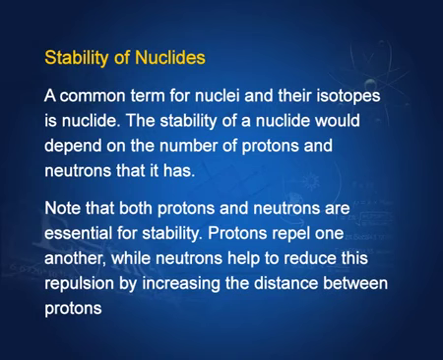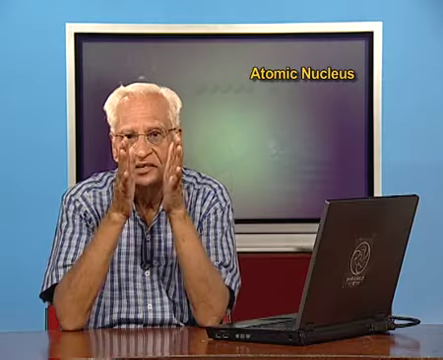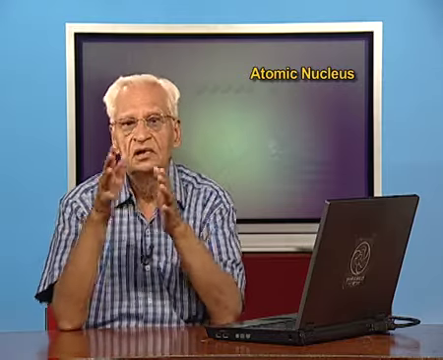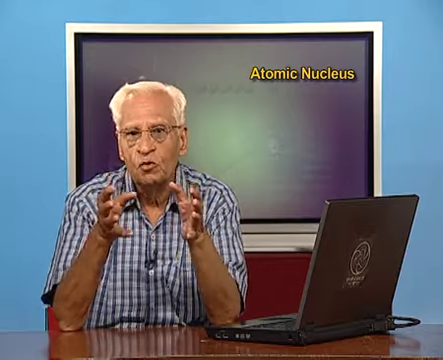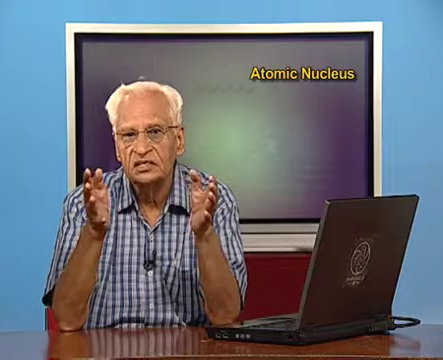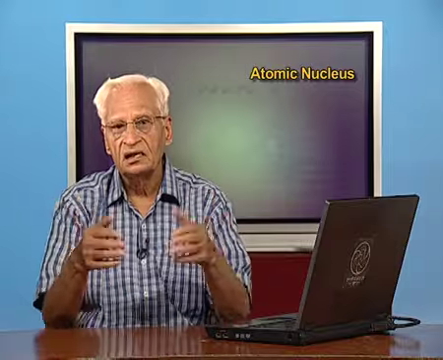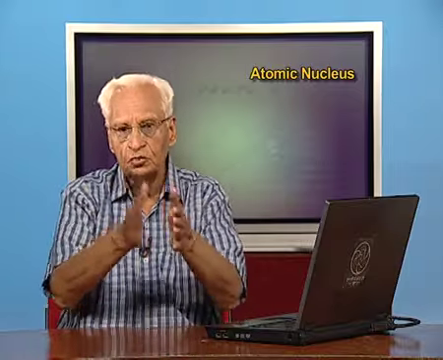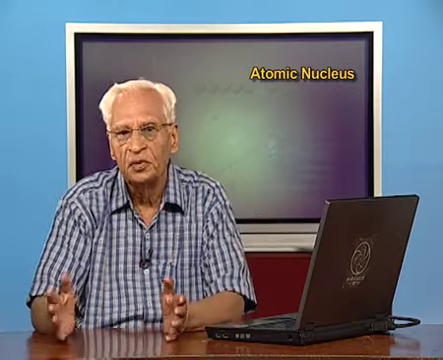Nuclide. And the stability of a nuclide depends on the number of protons and neutrons. I told you in the last lecture also that both protons and neutrons are necessary in the nucleus. You cannot have a nucleus consisting only of more than one proton. Hydrogen of course has one proton, but not more than one. And you can't have a nucleus consisting only of neutrons. Why? Because the protons repel each other.